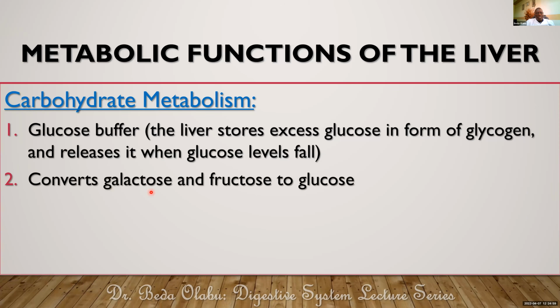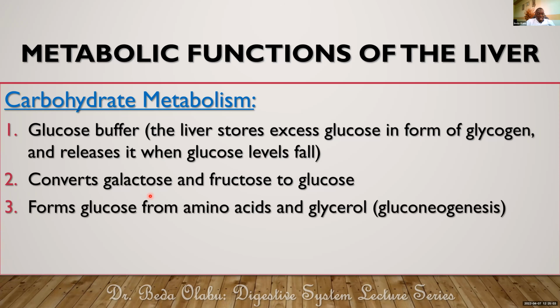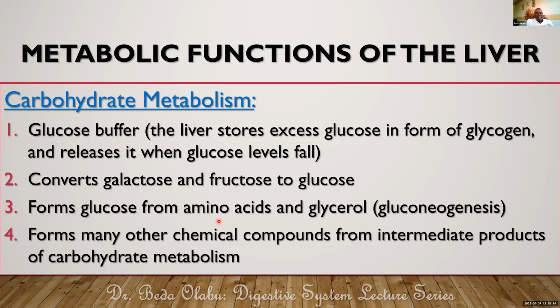It is also important in converting galactose and fructose to glucose. The liver also can form glucose from non-carbohydrate precursors through the process of gluconeogenesis. And there are many other compounds that are formed from the intermediate forms of carbohydrate metabolism within the liver.